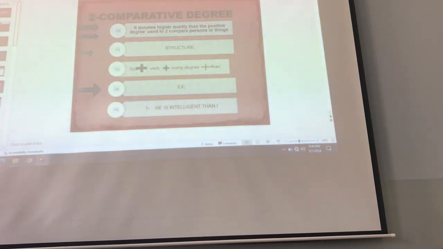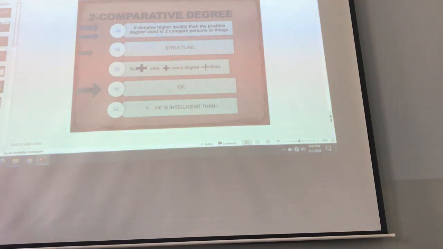Then we have the comparative degree. It denotes a higher quality than the positive degree. We use the comparative degree when we compare two persons or things. The sentence structure here is subject plus verb plus comparative degree plus than. For example, he is more intelligent than I. This was its simple structure.